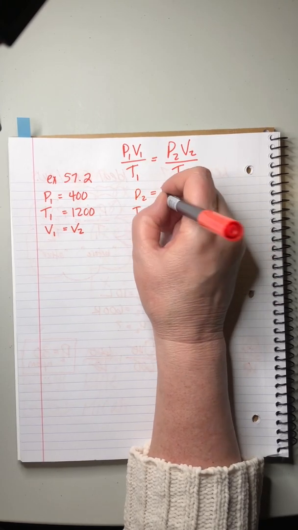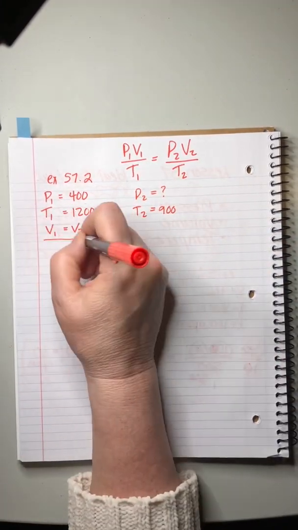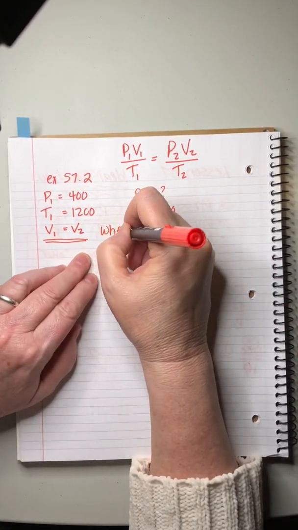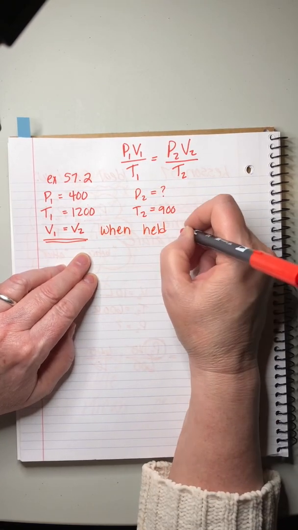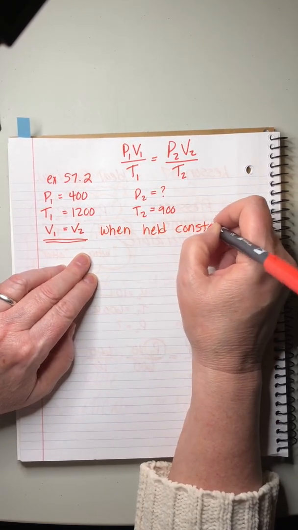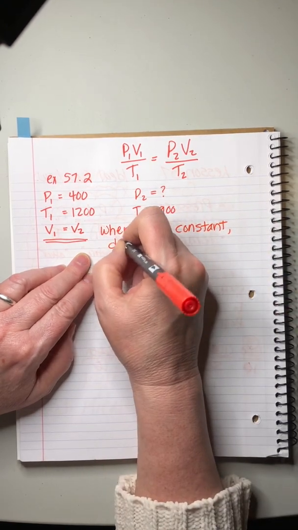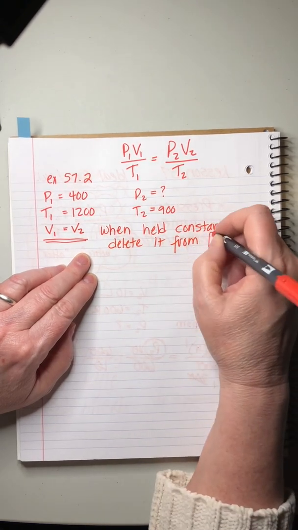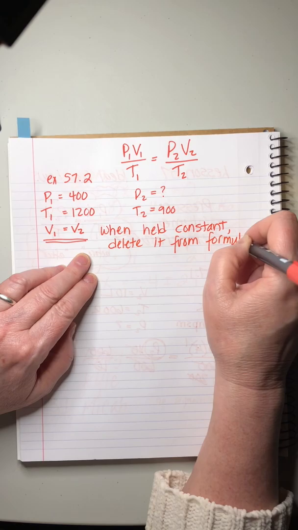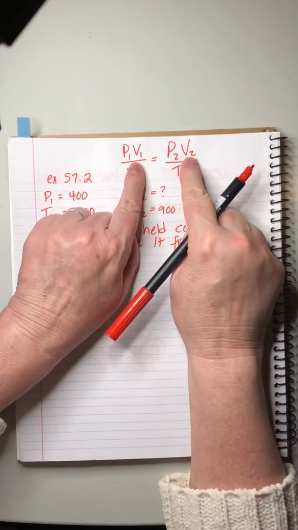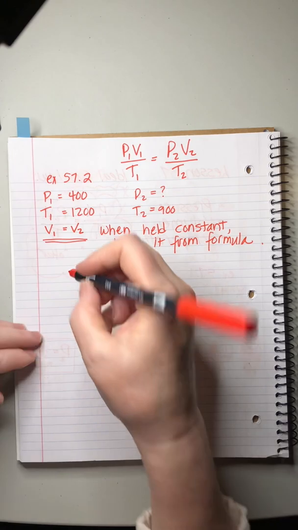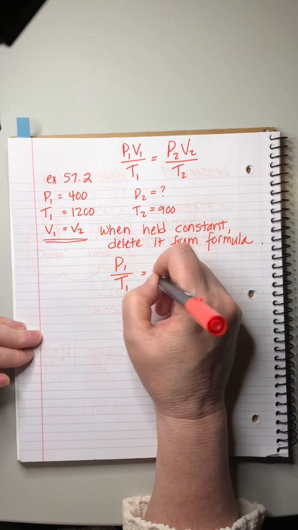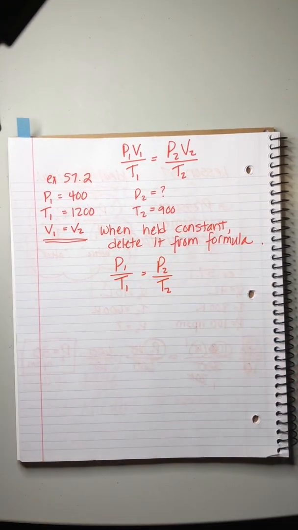Okay, here is something cool. When one of the variables is held constant, we can delete it from the formula. What? So in this case, V1 equals V2, we can just ignore it. We can just now use P1 over T1 equals P2 over T2. And our problem is that much easier.